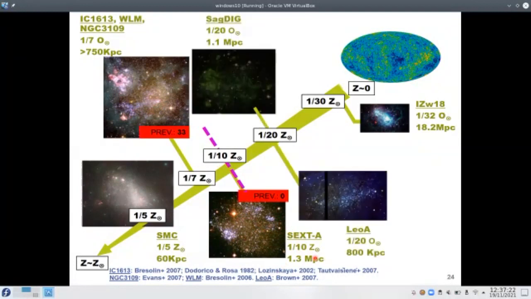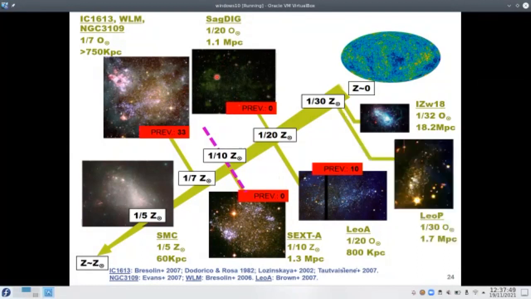But we are exploring other systems like Leo A galaxy, which has a metal content of 5% solar, and it's a bit closer, so observations are easier, and the Sagittarius Dwarf Irregular. In these galaxies, there are 10 B supergiants known in Leo A and no massive star confirmed in the Sagittarius Dwarf Irregular. And finally, we also became involved in working on Leo P, which is a galaxy that was very recently discovered. It's very metal poor with 3% solar and it's much closer than 1218. So again, a very promising galaxy.